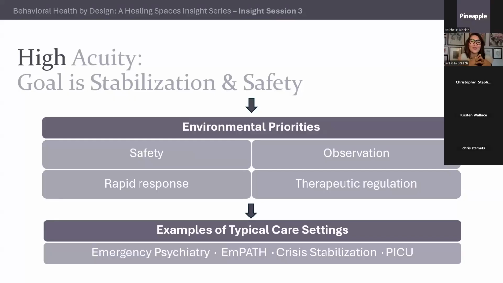Now, high acuity environments are designed for individuals who experience acute psychiatric distress or behavioral crisis. At this stage of care, the environment must prioritize safety, observation, and rapid clinical response while still supporting a therapeutic experience. The primary clinical objective is stabilization. These settings often require continuous observation, rapid staff response, and environmental features that reduce opportunities for self-harm or aggression. Historically, safety has sometimes resulted in environments that feel cold, institutional, or punitive.